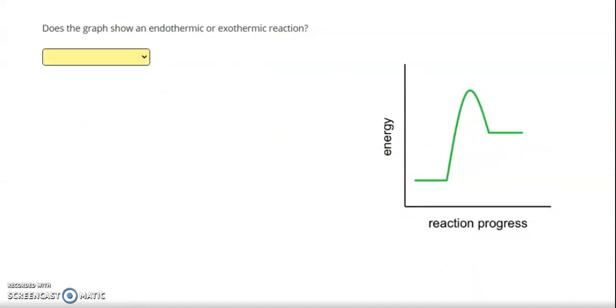Next, let's look at this graph. We'll figure out if it's exo or endothermic. We have reaction progress on the bottom, energy on the y-axis. We've got the reactants here, and then the products up here. And this peak in the middle is the activation energy that has to be there for the reaction to start. You can see the products have more energy than the reactants. That means energy entered. That means it's going to be endothermic.